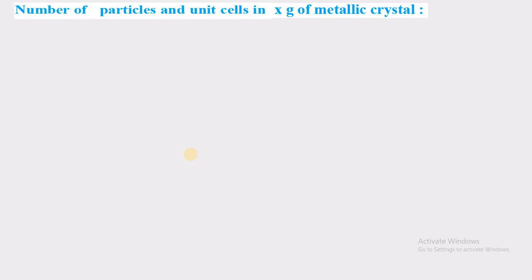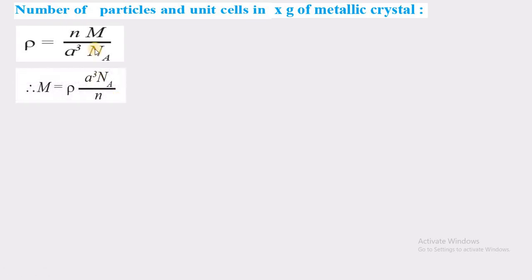Number of unit cells and number of particles can be calculated from the mass of the metallic crystal. That means if 5 gram of a particular metallic crystal is given, we can calculate the number of particles in it, and also you can calculate unit cells. For that we will use the first relation, rho is equal to n into M upon a cube into Na, where rho is the density, n is the number of particles per unit cell, M is the molar mass or atomic mass, a cube is the volume of unit cell, Na is the Avogadro number.